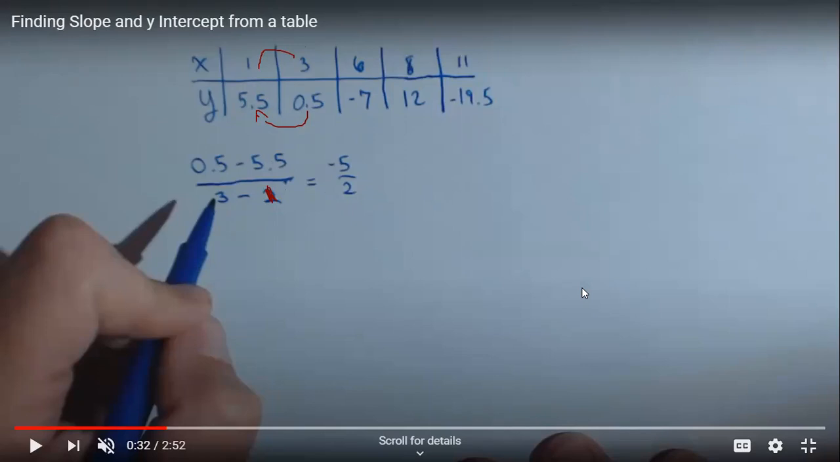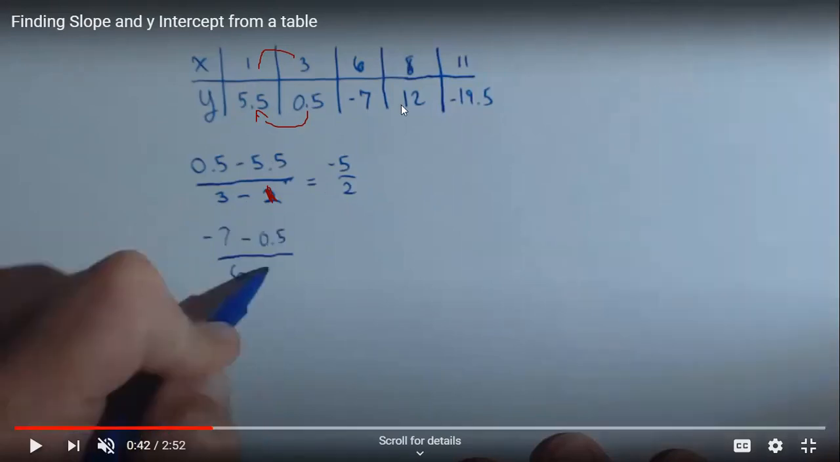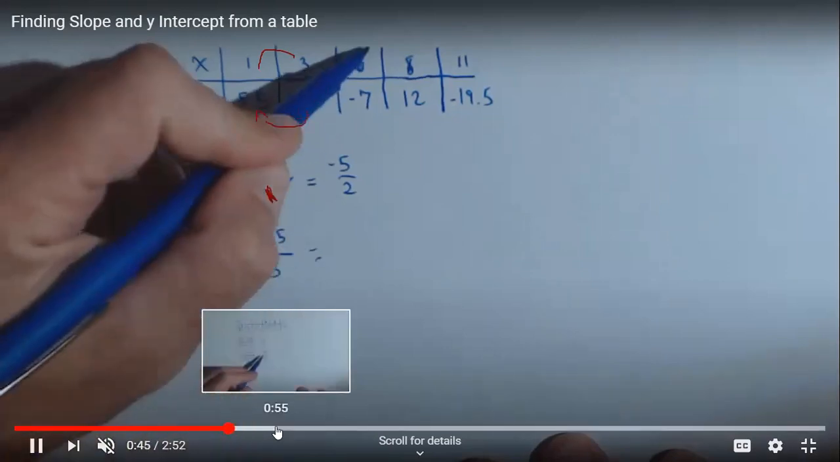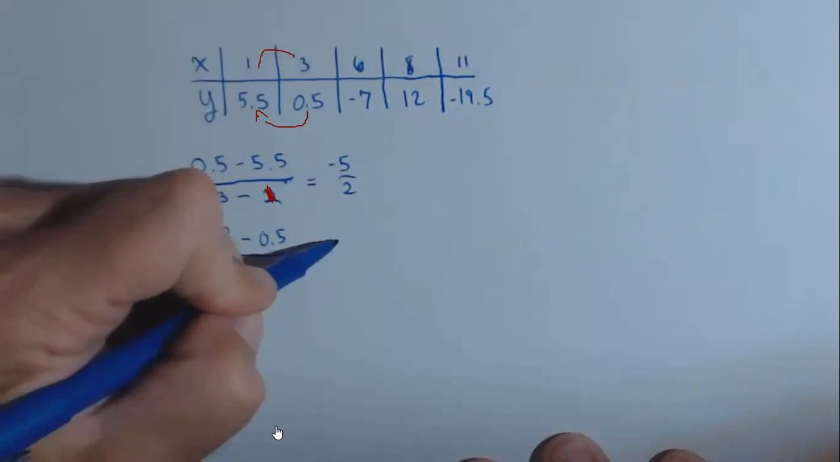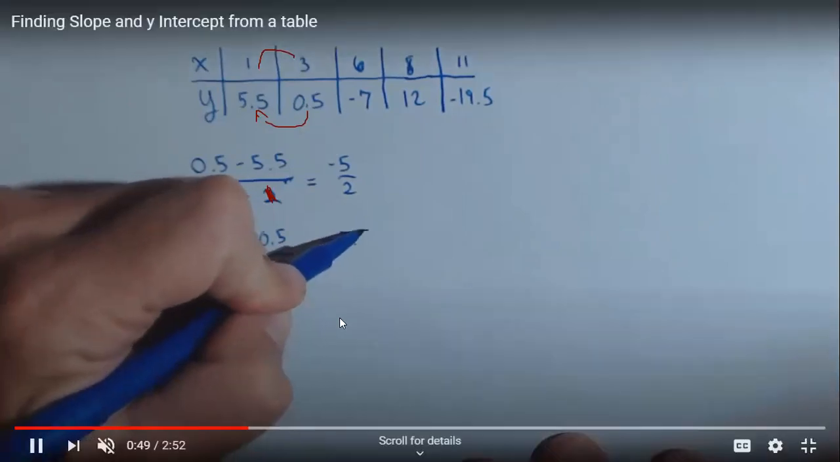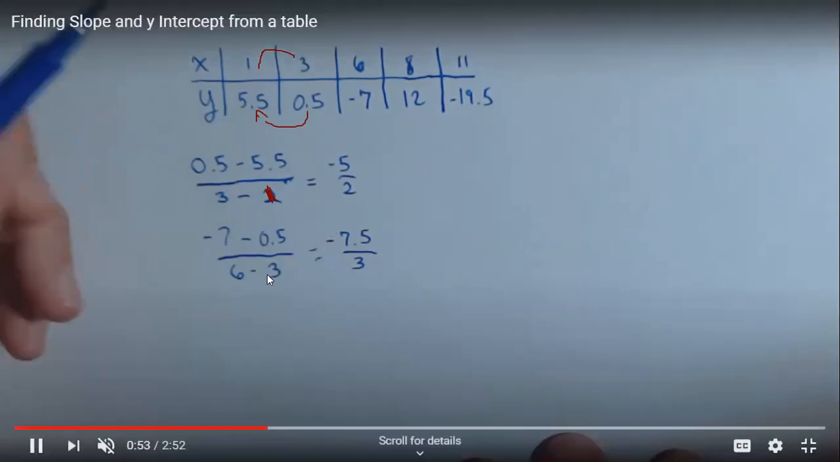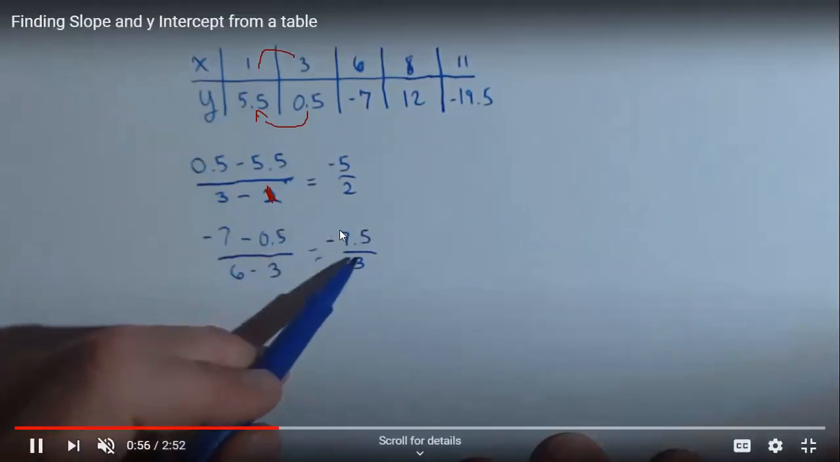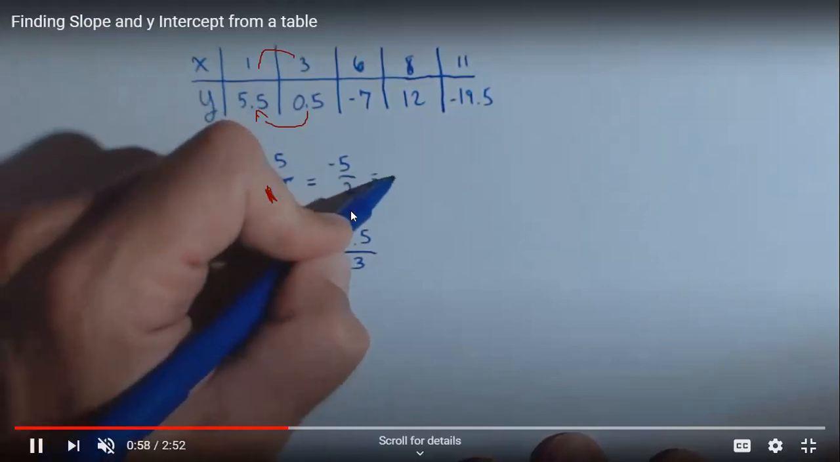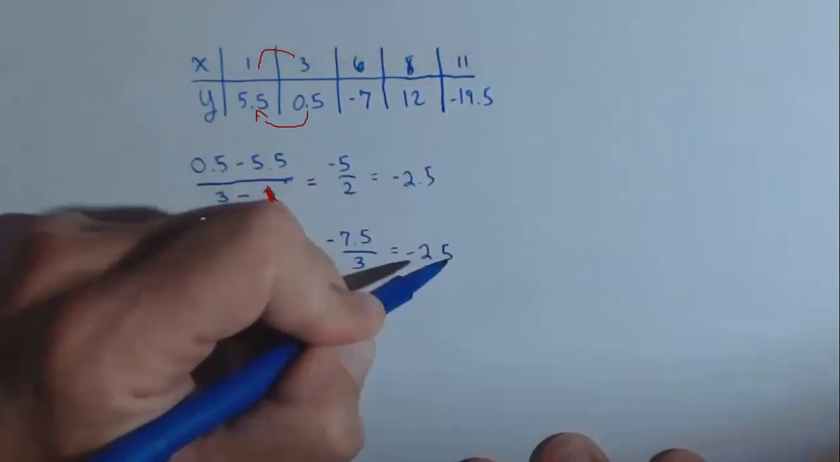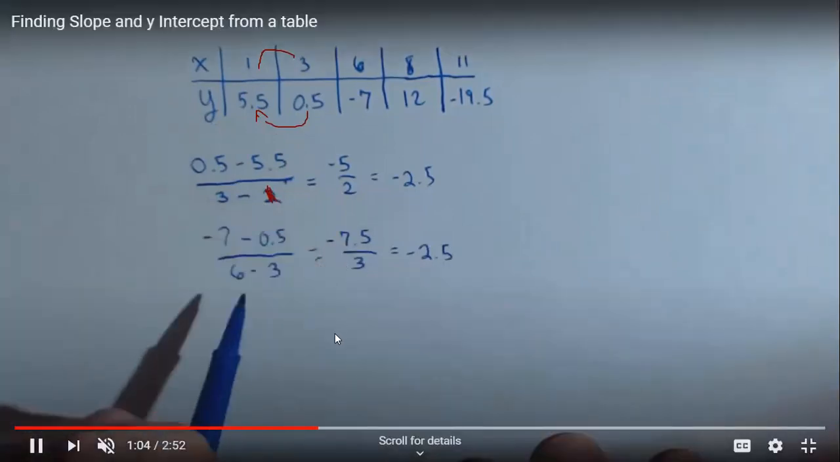So how will we calculate the second point? It will be negative 7 minus 0.5 over 6 minus 3. So the answer, it will be equal to negative 7.5 over 3. Then it will be negative 6.5 over 3. So the answer, it will be equal to negative 2.5.